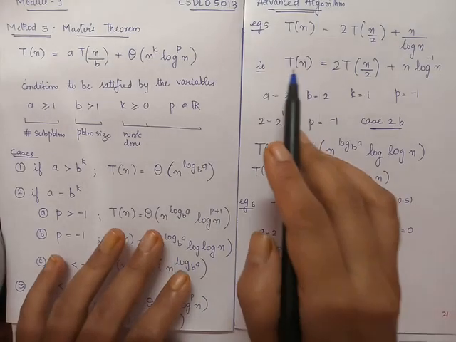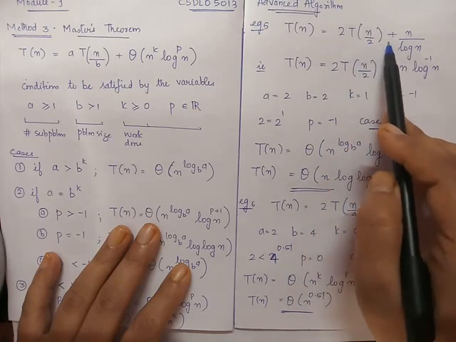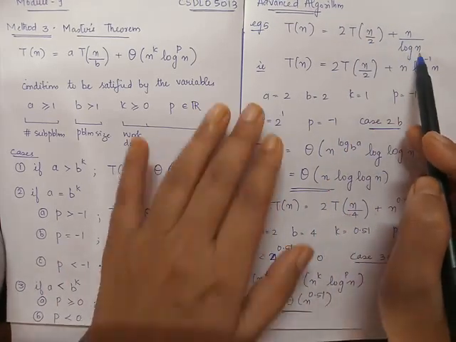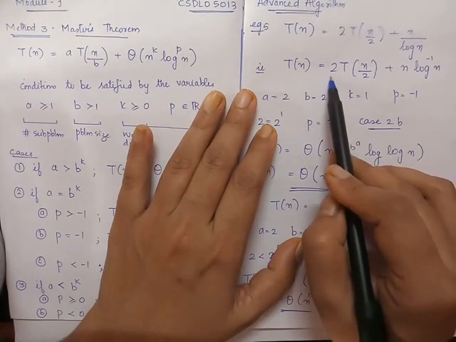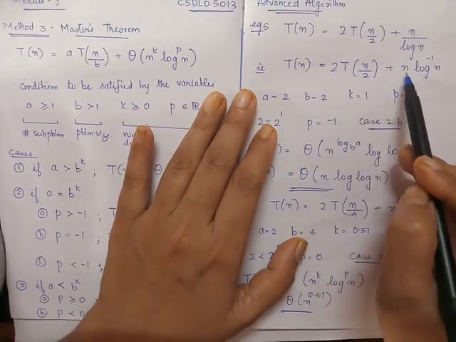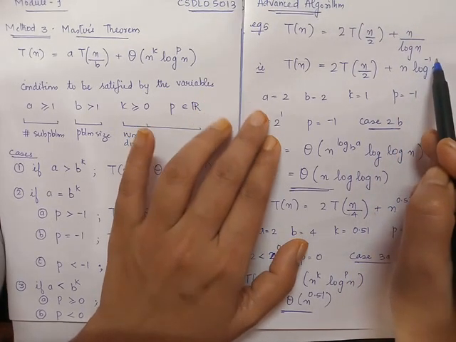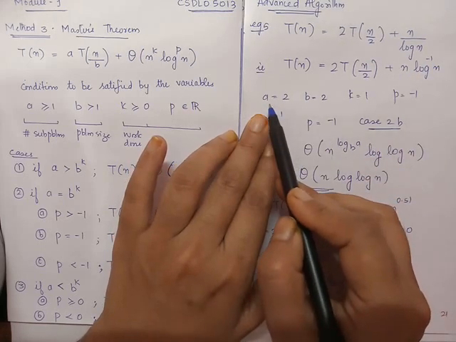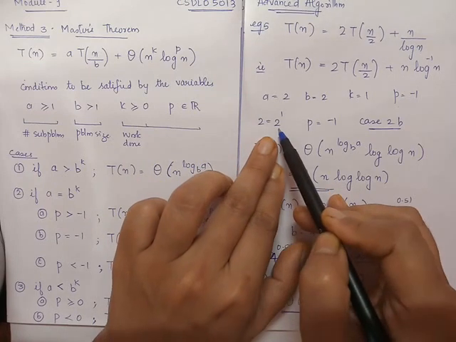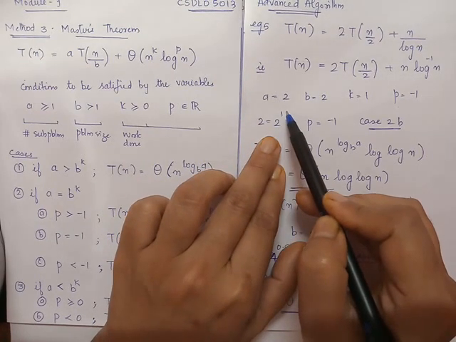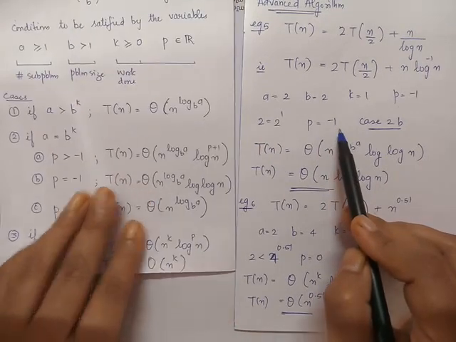Now let us proceed with another example, that is T of n is equal to 2 times T of n by 2 plus n by log n. This can be rewritten as T of n is equal to 2 times T of n by 2 plus n times log n raised to minus 1. From here we can very easily derive the values of a, b, k and p. Here a is equal to b raised to k, and p is equal to minus 1. That means we are in case 2b.